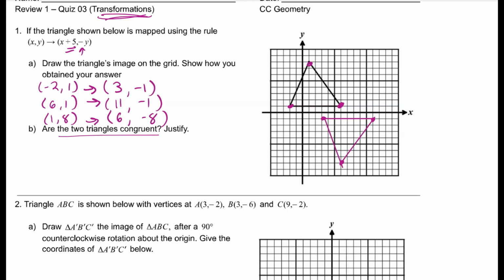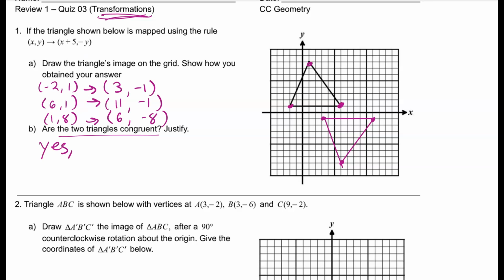Are the two triangles congruent and justify? Well, if I could find some sequence of rigid motions that would take my first triangle and map it onto my image, then I would be able to prove that they are congruent. So it looks to me like if I translate it, and then I reflect it over the x-axis, the triangles would land right on top of each other. And that's what's happening in my rule here. If I'm adding 5 to my x values, I'm translating right 5 units. And if I'm negating my y values, I'm flipping it over the x-axis.